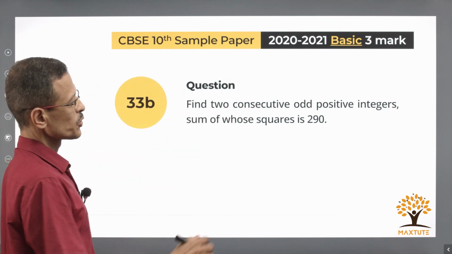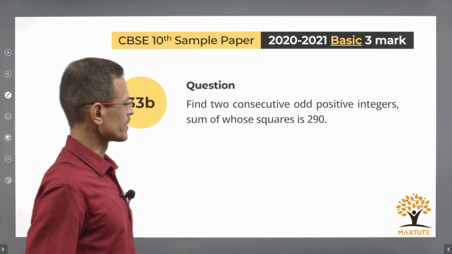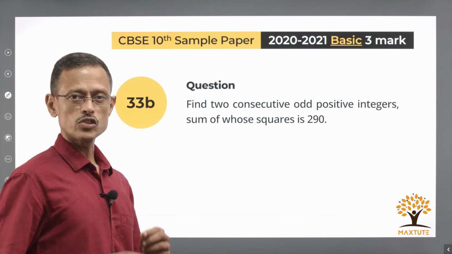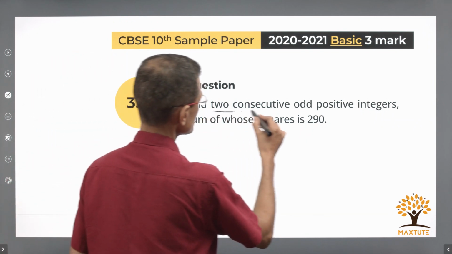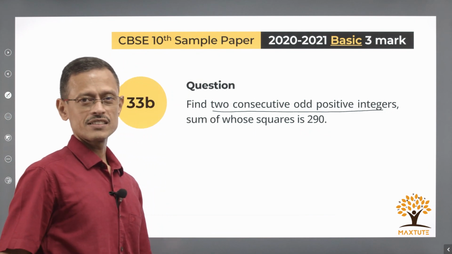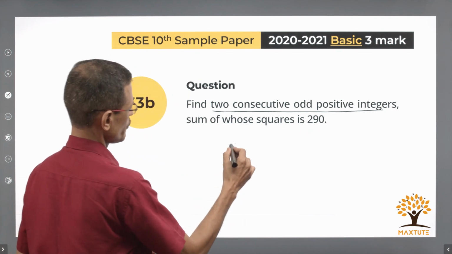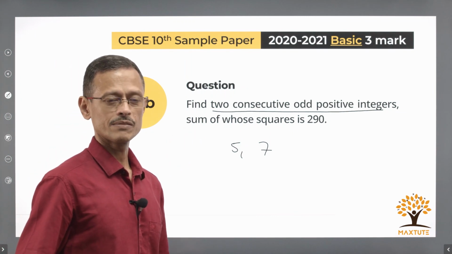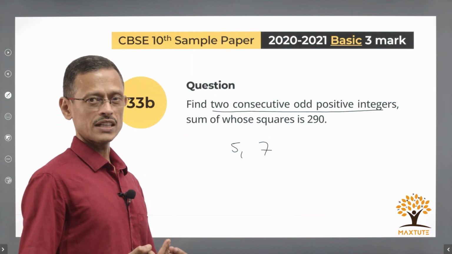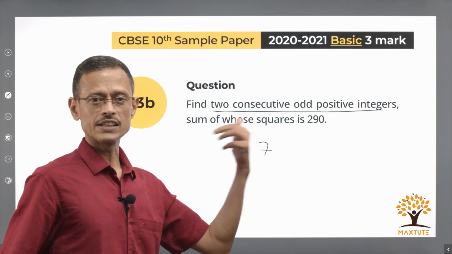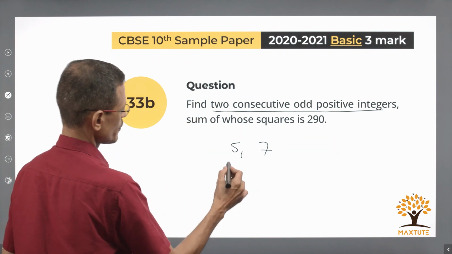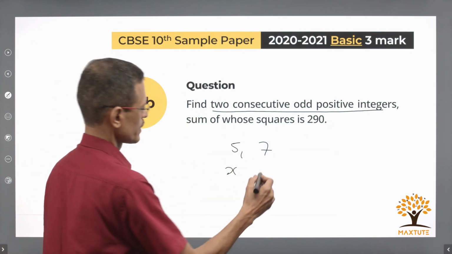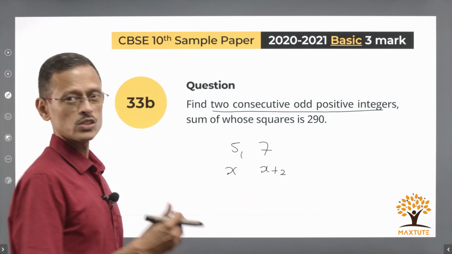Find two consecutive odd positive integers, sum of whose squares is 290. Two consecutive odd positive integers. Let's just take an example and understand. 5 and 7 are two consecutive odd positive integers. So let's assign variables to start with. We do not know whether it's 5 and 7. It could be 11 and 13. It could be 21 and 23. Let's say the first number is x. The second number is going to be equal to x plus 2. So that's how we're going to be proceeding.